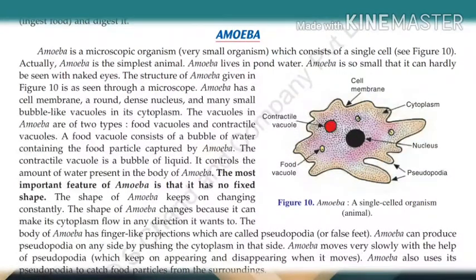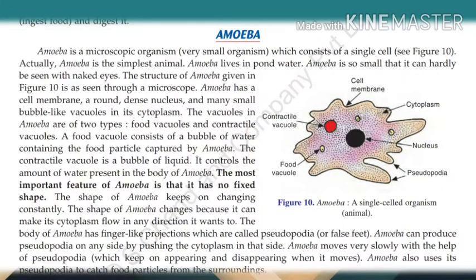Okay. So the pseudopodia are not fixed. They can be made on any side of the amoeba. Wherever the cytoplasm is pushed, in that place pseudopodia are formed. Okay. Pseudopodium is singular and pseudopodia is plural.